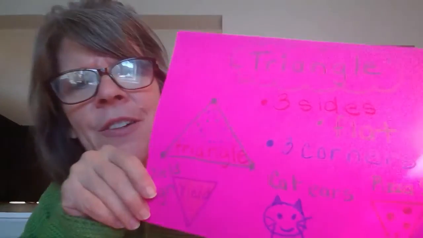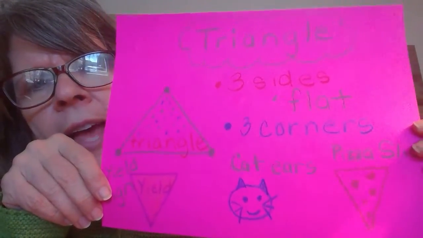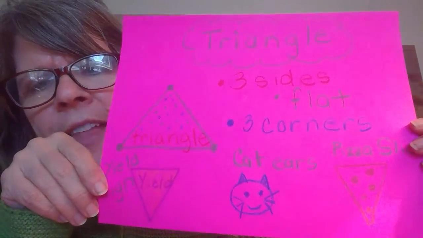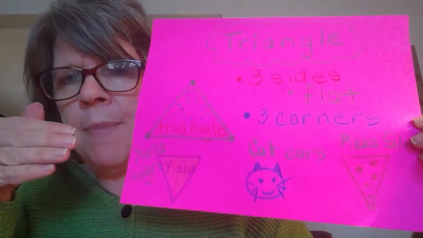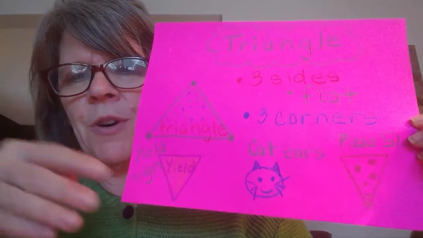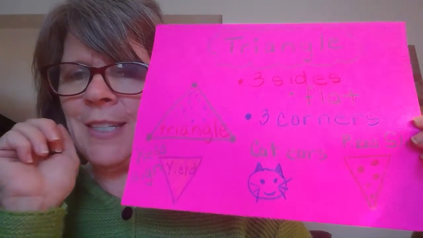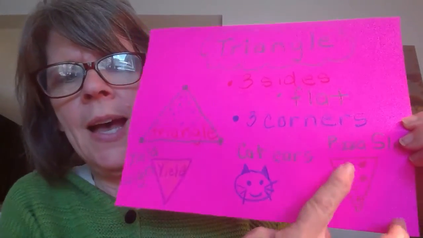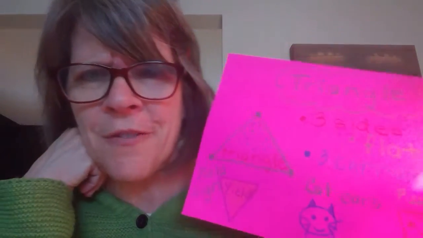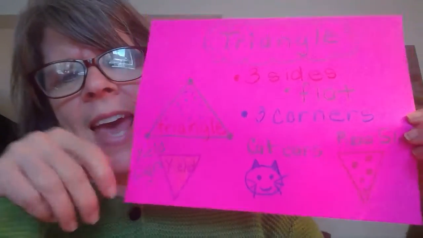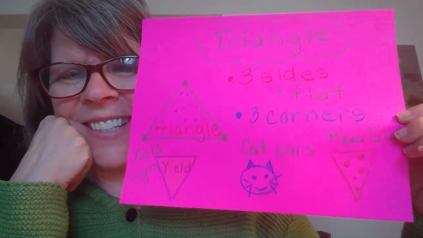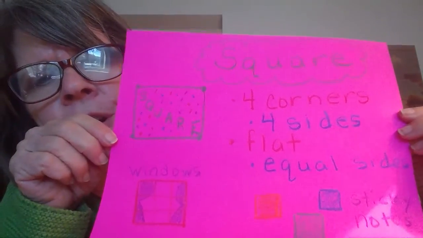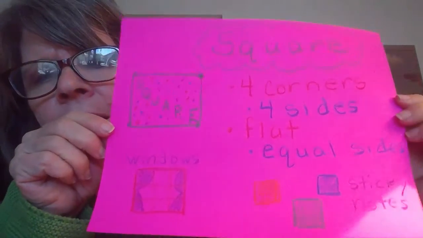Okay, triangle. The characteristics of a triangle are three sides, flat, and three corners. So, a yield sign that you will see where your mom has to slow down when she comes to a corner, you'll see a yield sign. Yield means to slow down. That's a triangle. A pizza slice, yum. What's your favorite pizza? And cat's ears. So see the little ears? Those are triangles on the cat. Triangle. A square. A square has four corners, four sides, flat, and the sides are equal.